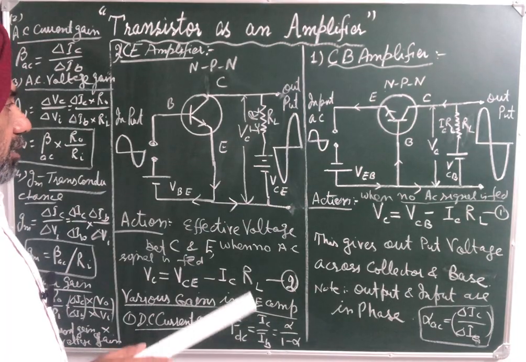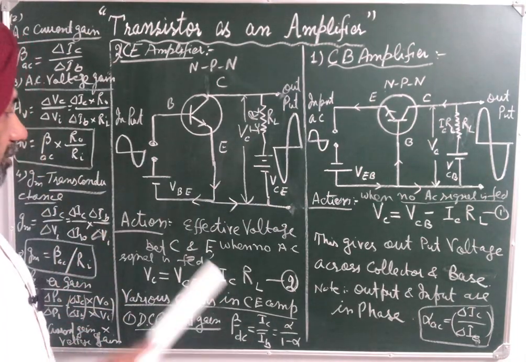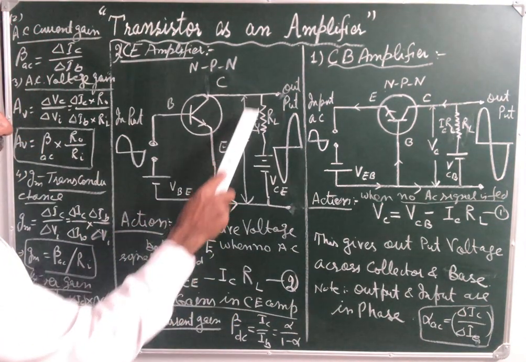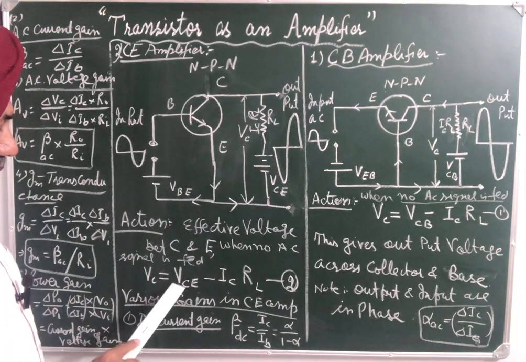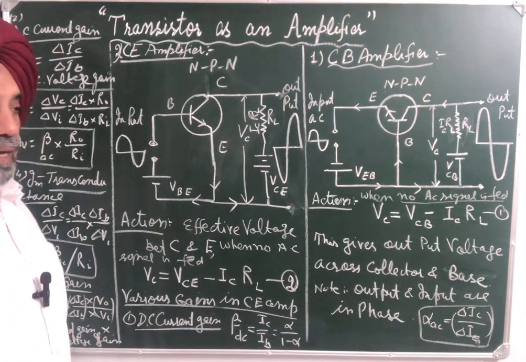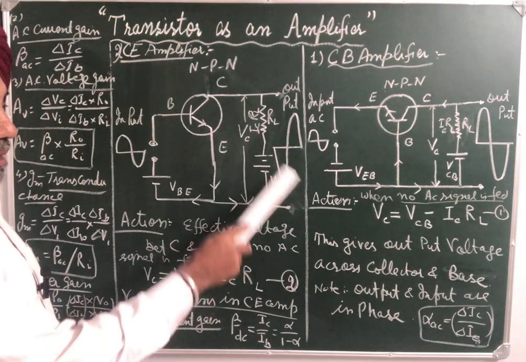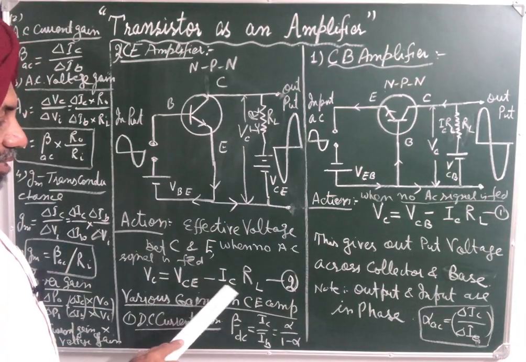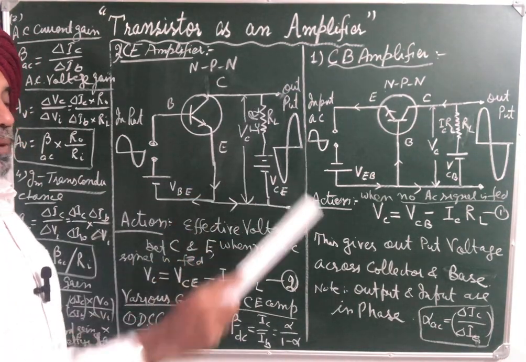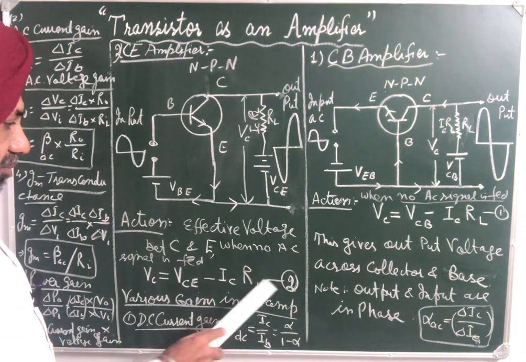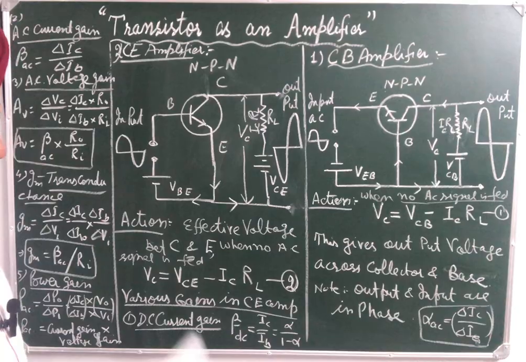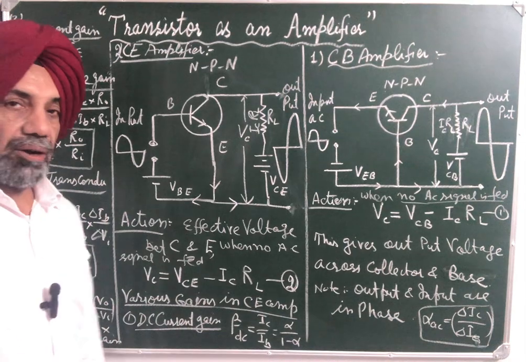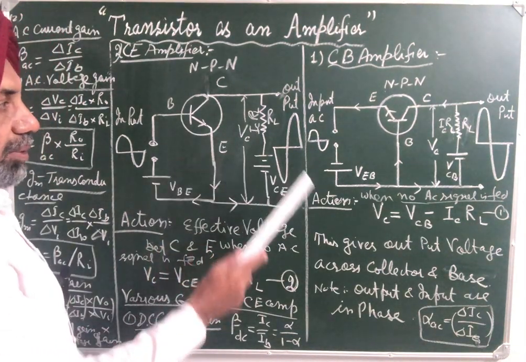Again, when no AC signal is fed to the circuit, the effective voltage between collector and emitter in this case is given by VC = VCE - ICRL, because VC is the supply voltage. So the effective voltage will be VC = VCE - ICRL, because ICRL is the voltage drop across the load. Say this is equation number 2, and from this equation we can explain the working or action of this common emitter transistor amplifier.